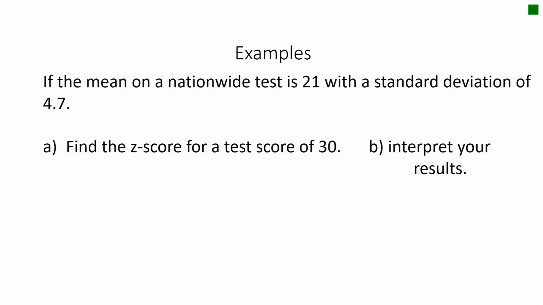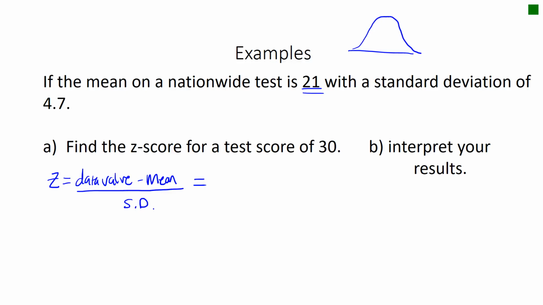Example: if the mean on a nationwide test is 21 with a standard deviation of 4.7, find the z-score for a test score of 30. So again, the z-score is found by doing the data value minus the mean, and you divide that by the standard deviation, which is something that you will need to know how to compute on the test. These types of standardized tests are normally distributed with a mean of 21.